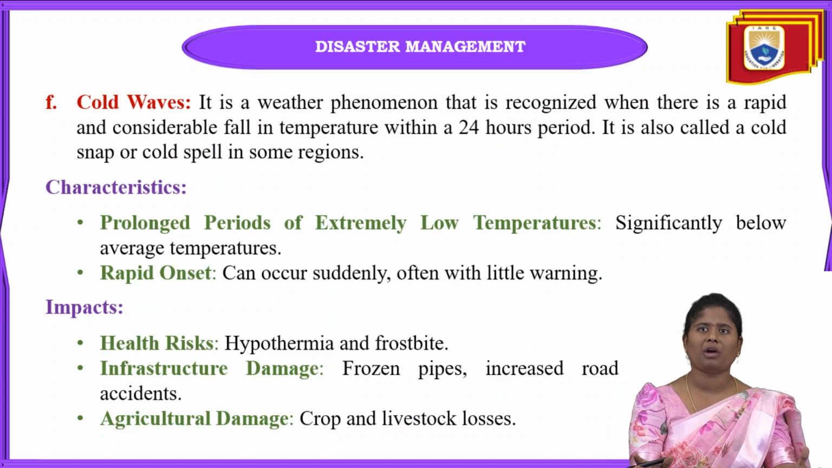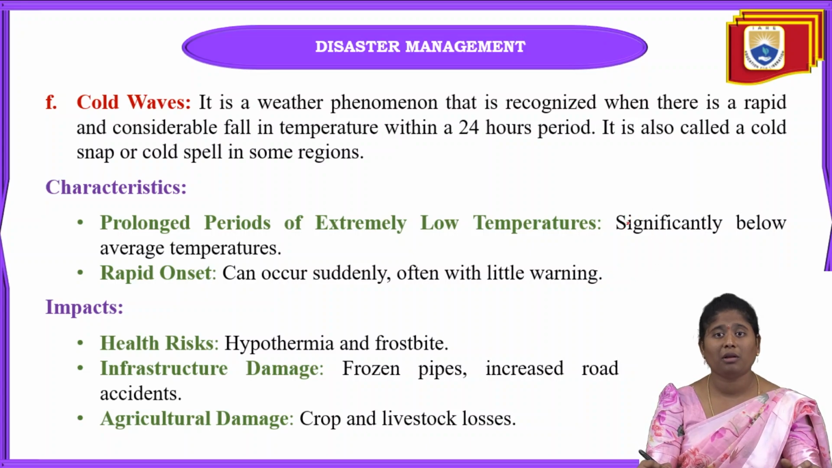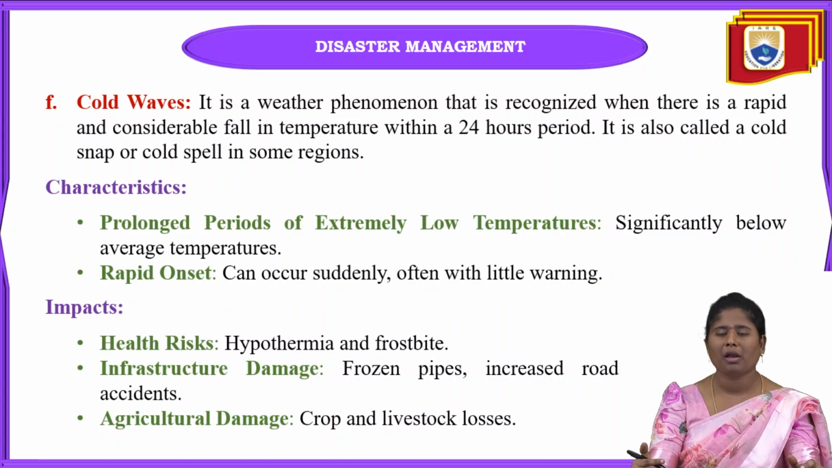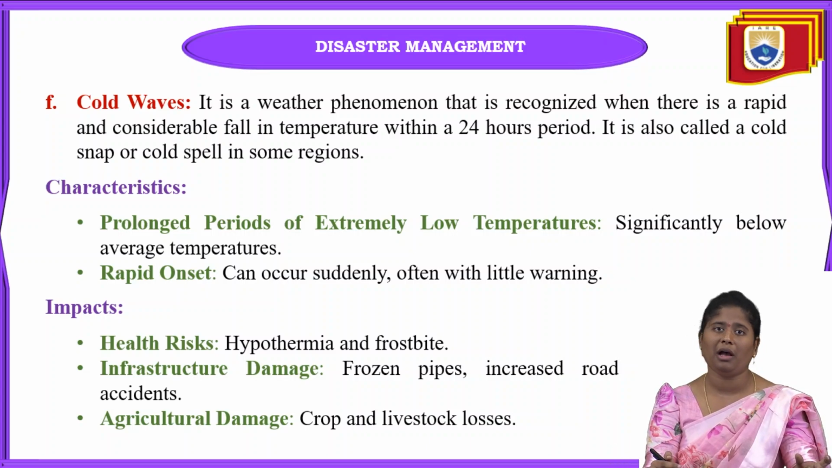If cold waves occur, there will be so much impact on agriculture and also on livestock. Okay, mainly what are the characteristics of cold waves? A prolonged period of extremely low temperature. If the temperature is minus degrees, 5 degrees, 0 degrees, it will be below the average temperature. If this happens for the long term, these cold waves can occur.